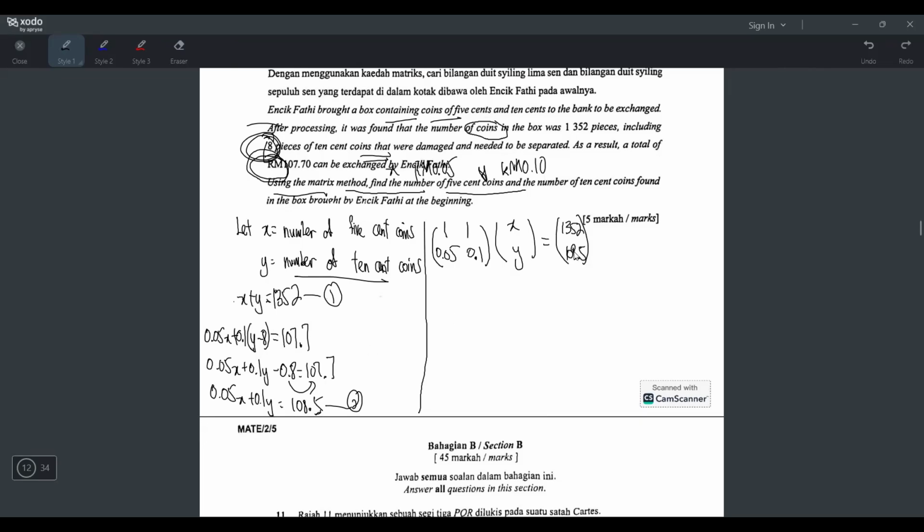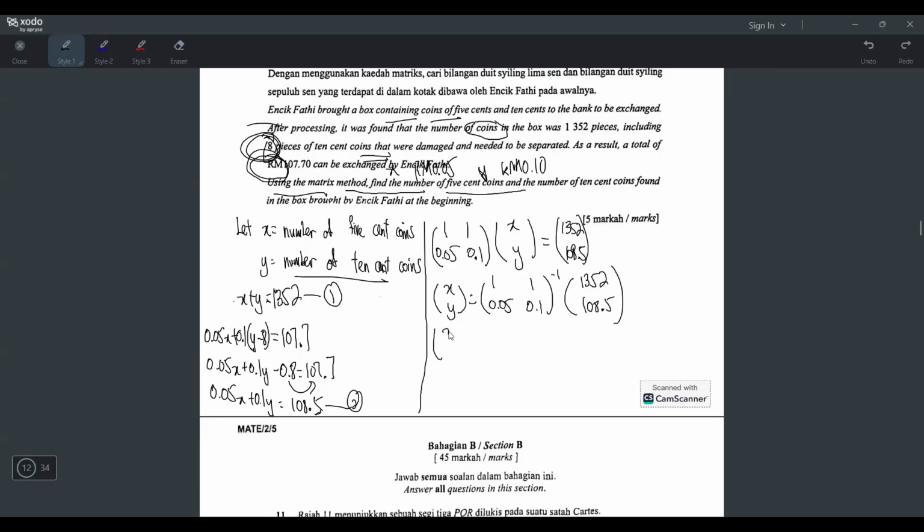Okay, so now you can start to solve using the matrix method. The first step is to bring this matrix to the other side. When you bring it to the other side, it becomes an inverse. Because in matrices, when two matrices are multiplied together and you move one to the other side, it becomes an inverse. And how do we do inverse? I will write the same thing here: 1, 1, 0.05, and 0.1. But when you do inverse, you have to take the whole thing and put power -1. And then this is 1352, and this is 108.5.